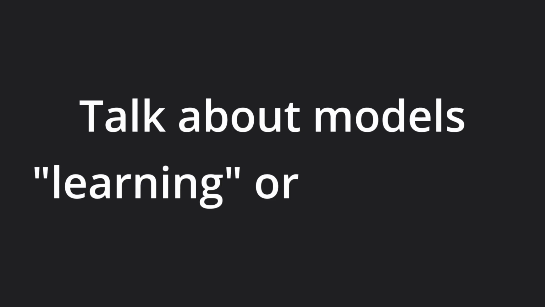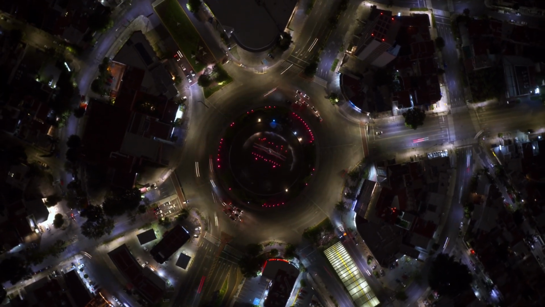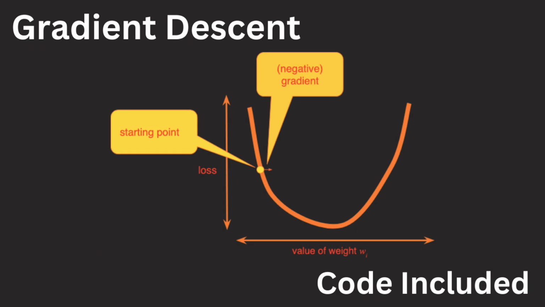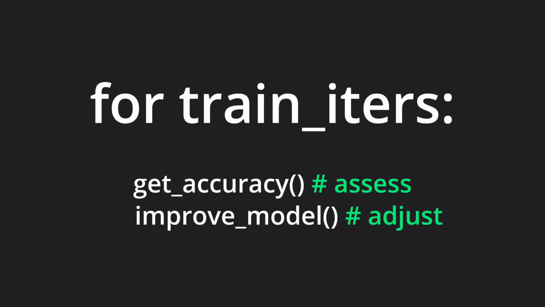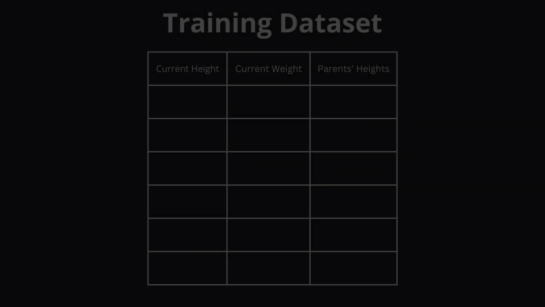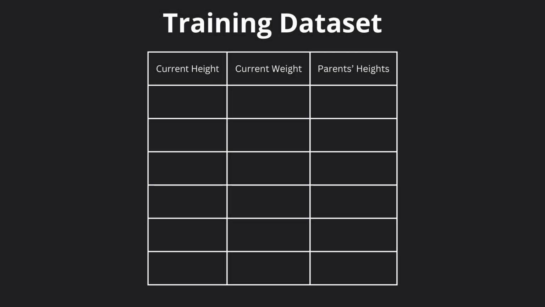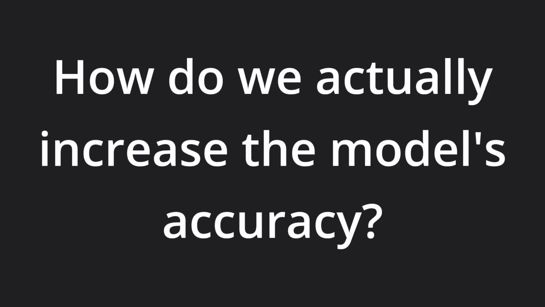It can be really annoying when people talk about models learning or training without being clear as to what that means. So let's start off with a high-level explanation, and later in the video, we'll talk about the actual equation used for training. Over some number of iterations, we adjust the model and improve its performance. Let's say our model learns to predict how tall someone will be from a dataset where we have various information about people, as well as their final height once they're finished growing. How do we actually increase the model's accuracy?